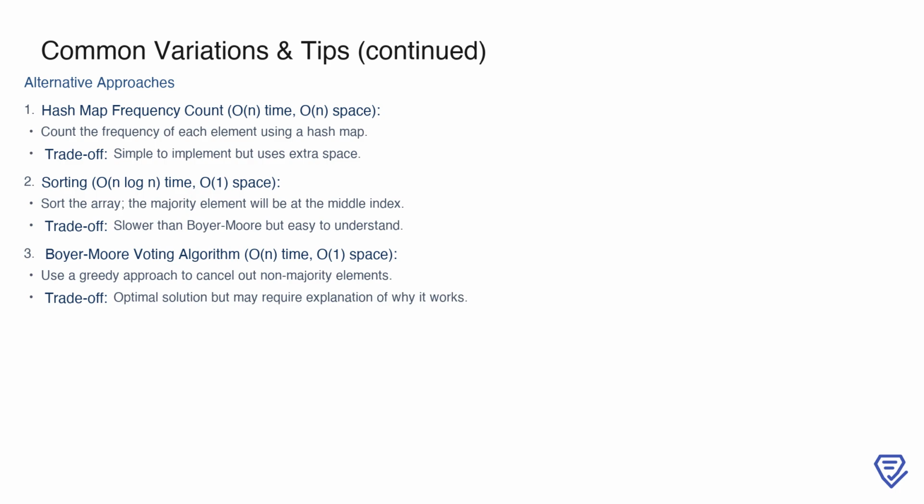The optimal approach is the Boyer-Moore voting algorithm, which uses a greedy strategy to cancel out non-majority elements in O(n) time and O(1) space. While this method is the most efficient, it may require you to explain why it works, especially in an interview setting. Each of these approaches has its trade-offs, and understanding them will help you select the right one based on the problem constraints and requirements.